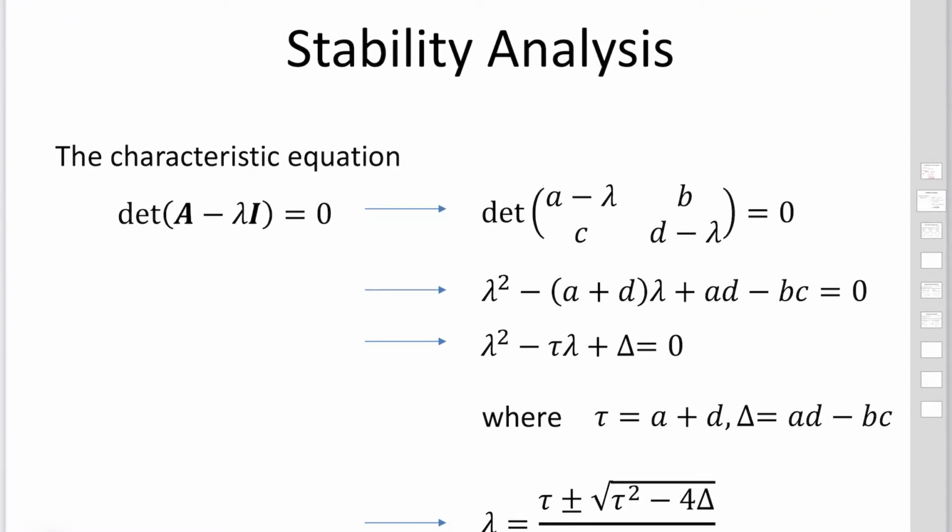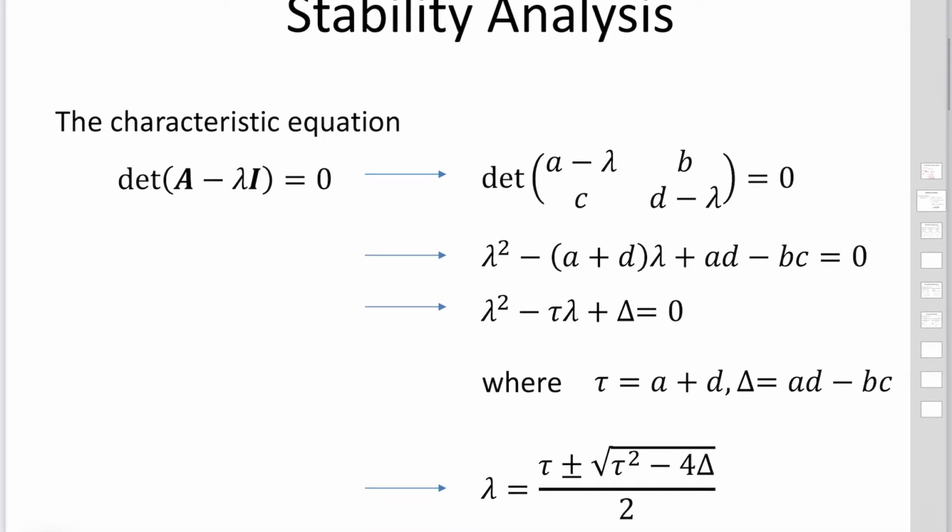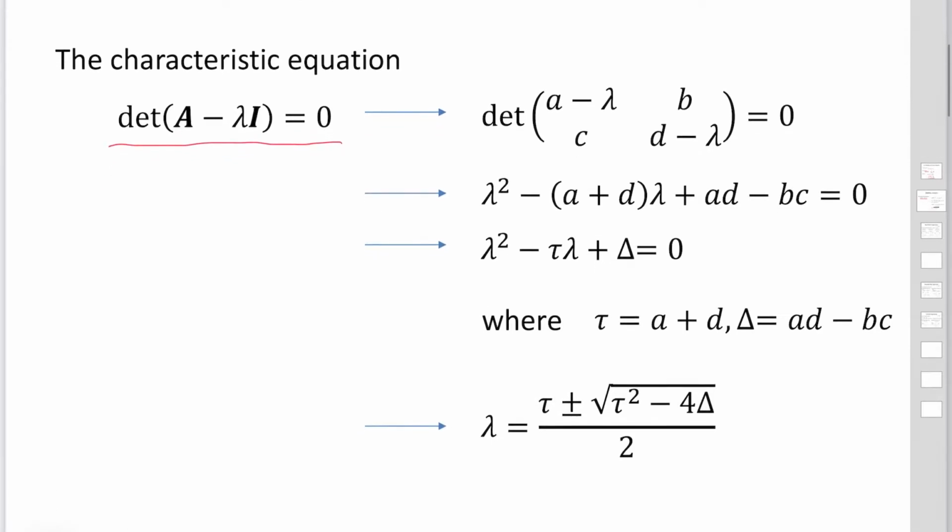To consider the stability, we need to find the solutions. To find the solutions, we need to solve the characteristic equation. The characteristic equation is expressed as the determinant of A minus lambda I equals 0. Then the determinant of the matrix with entries a minus lambda, b, c, d minus lambda. If you expand this equation, it becomes this. This is equal to tau. AD minus BC, we call delta.